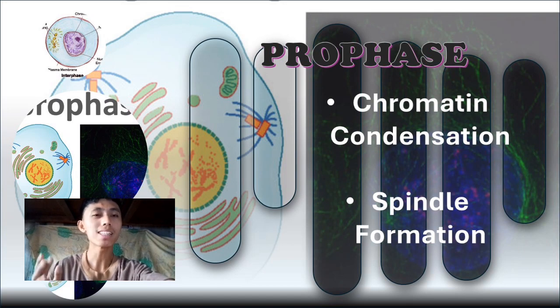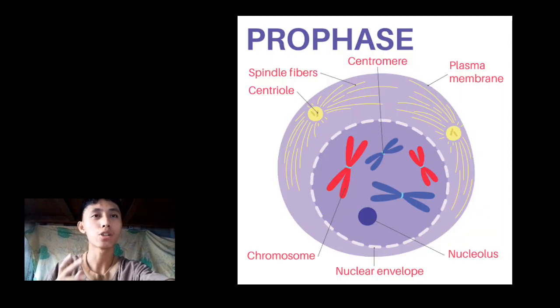Picture this: inside the cell, things are getting intense. The nucleus, which usually houses the cell's genetic material, begins to undergo dramatic changes. The chromatin, which is a loose and disorganized form of DNA, starts to condense and curl up tightly. It's like watching a mesmerizing transformation scene in a movie where a character undergoes a dramatic makeover.